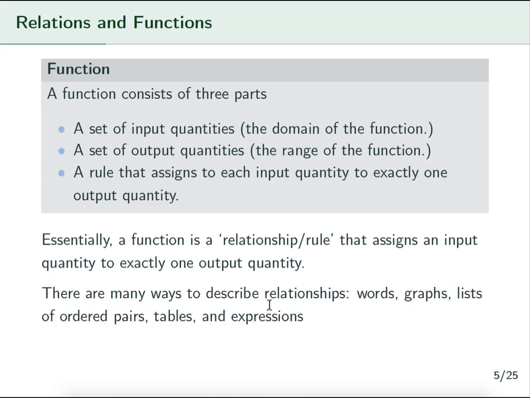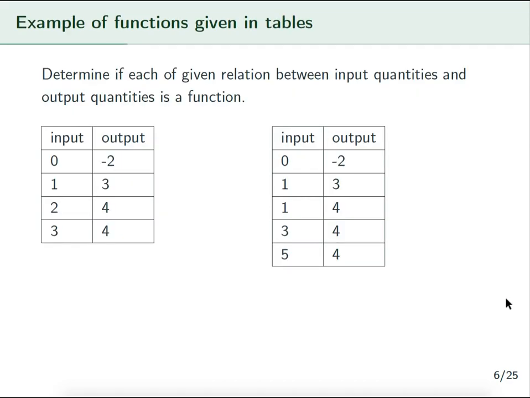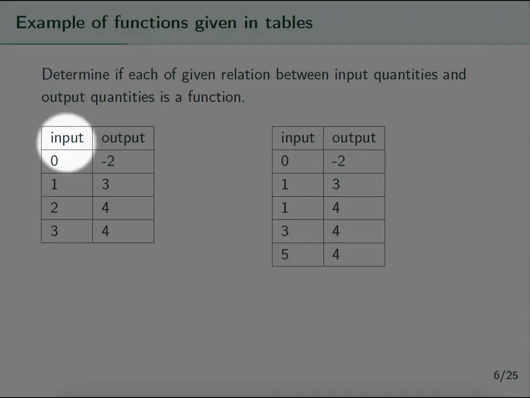There are many ways to describe such a relationship using words, graphs, lists of ordered pairs, tables, and expressions. So next, we're going to look at examples of functions given in table. And we're going to determine if each given relationship between input quantities and output quantities is a function. Here we have a set of inputs 0, 1, 2, 3. So 0, 1, 2, 3 is the domain of this function.